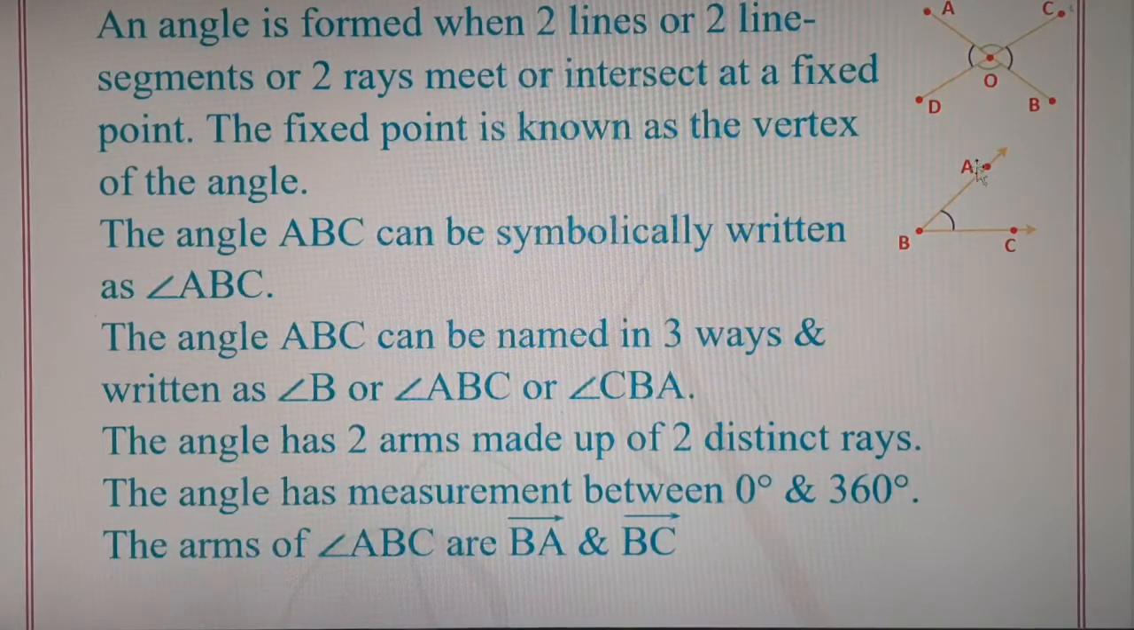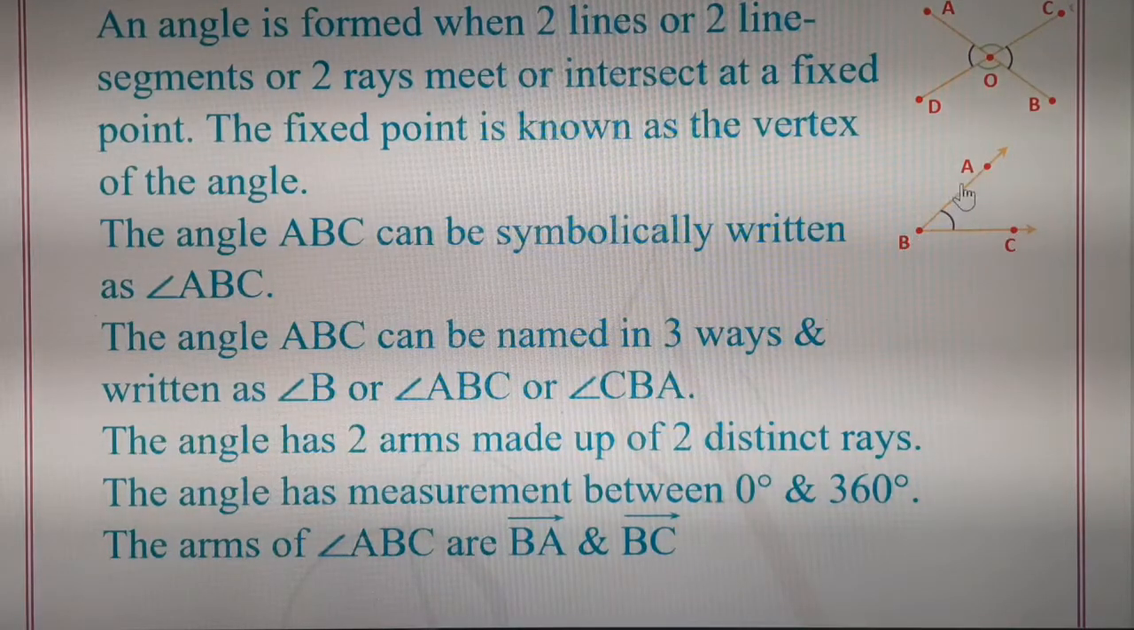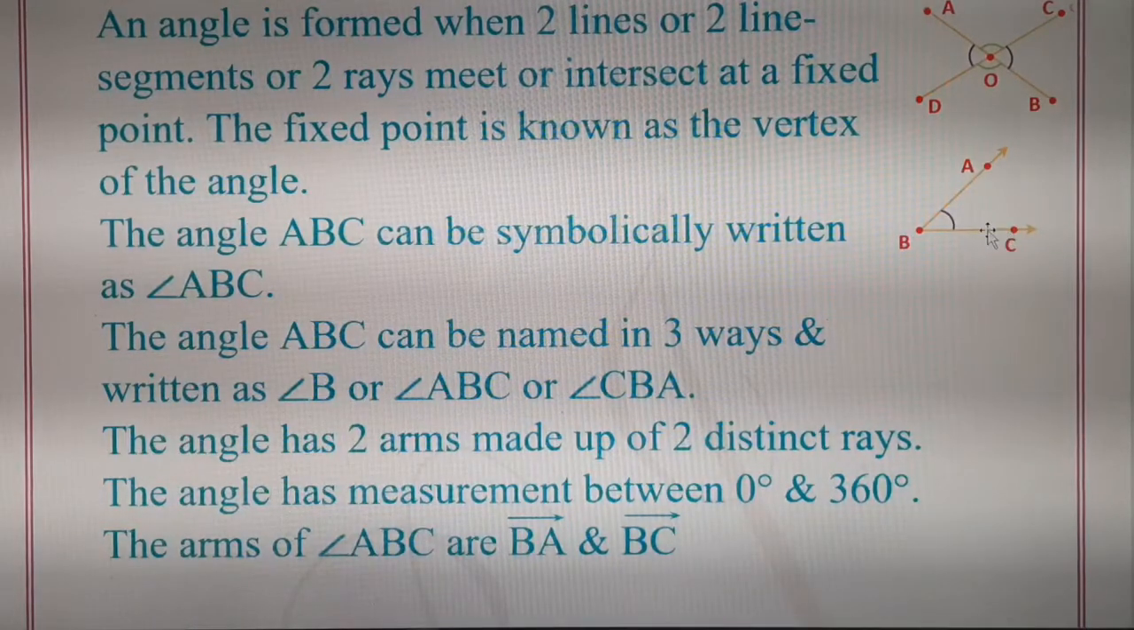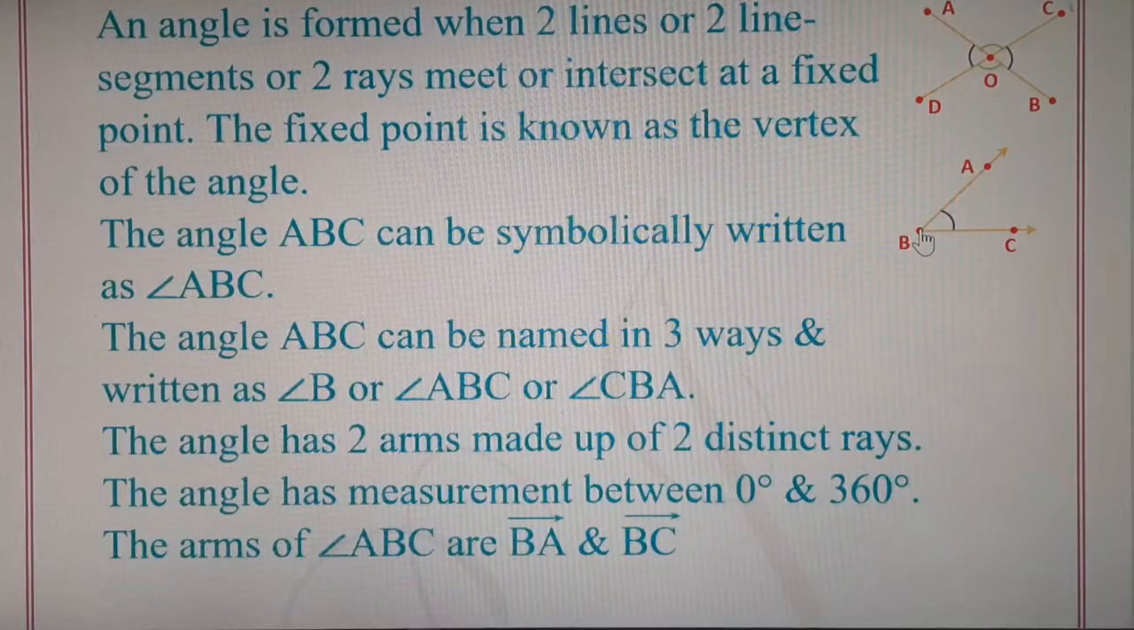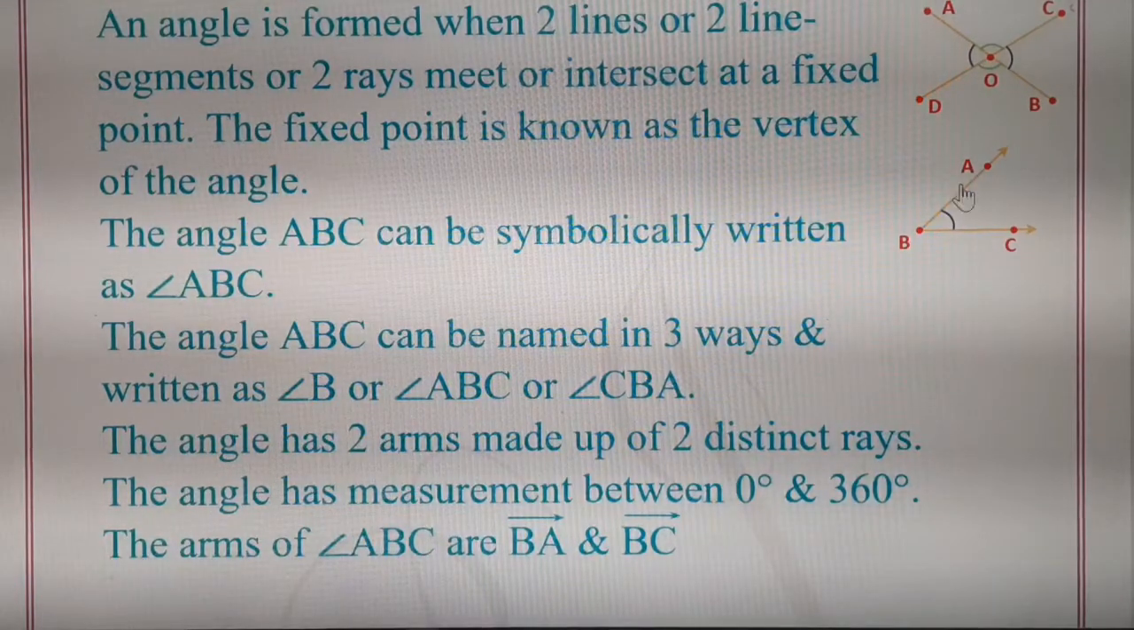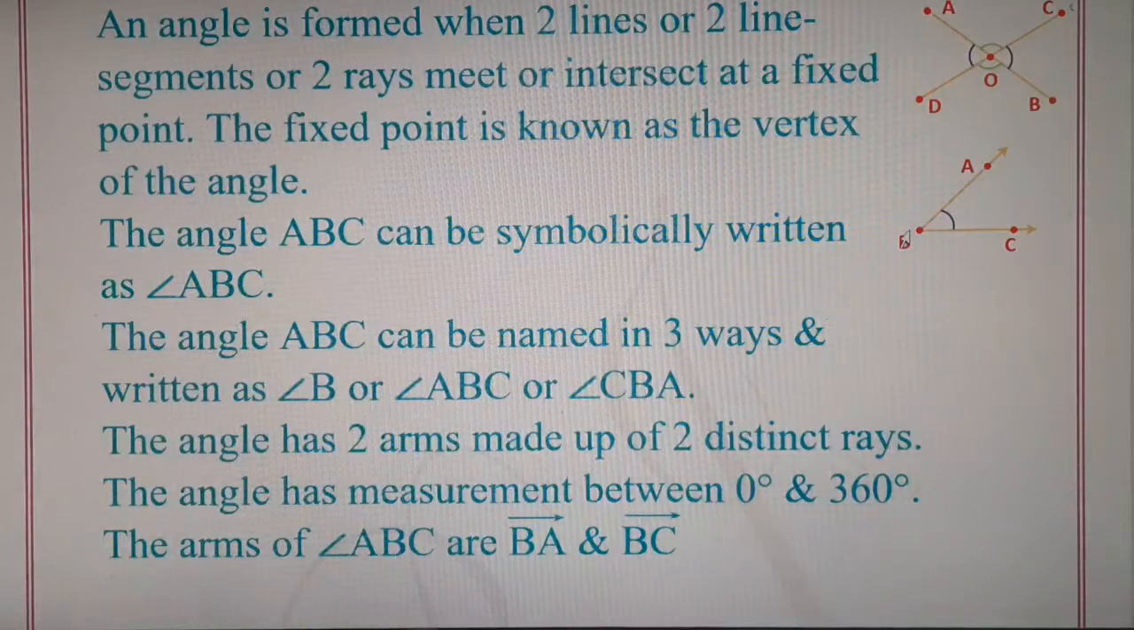Now the angle has 2 arms. Just like a clock has 2 needles, the angle has 2 arms which are made up of 2 different rays or 2 distinct rays. Now children, while naming the arms of the angle, we have to remember to mention the starting point first, and the direction of the arrow is very important when we name the arms of the ray. This arm of the angle cannot be named as ray AB.